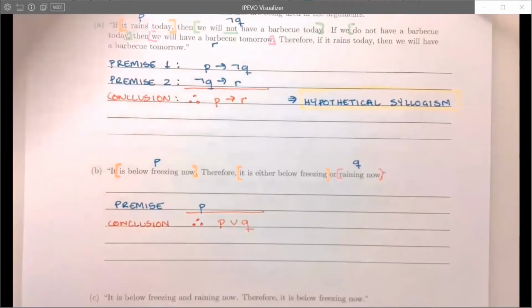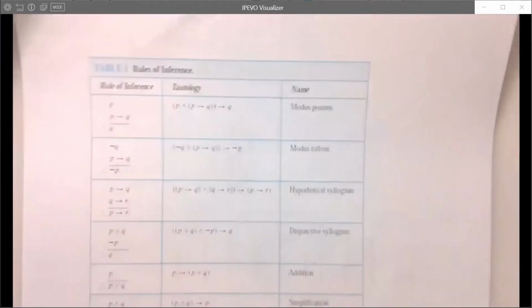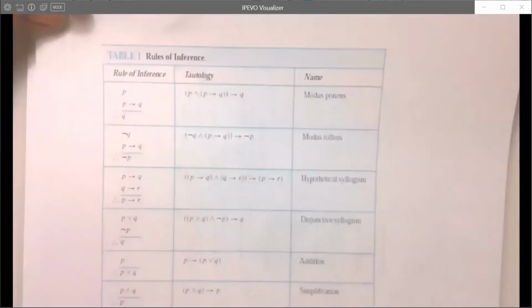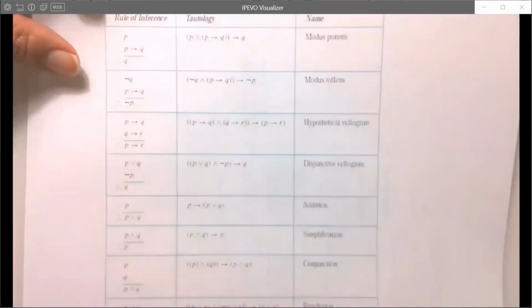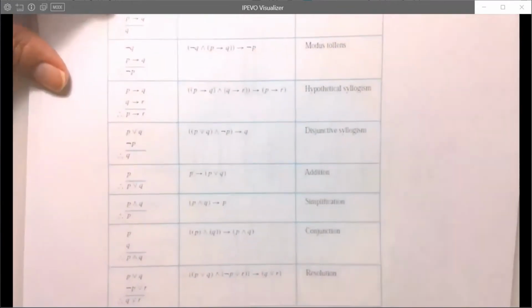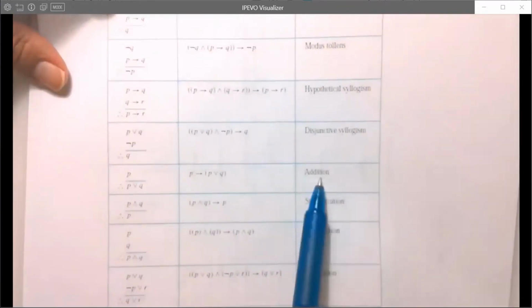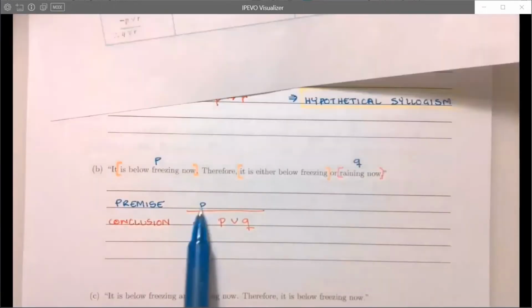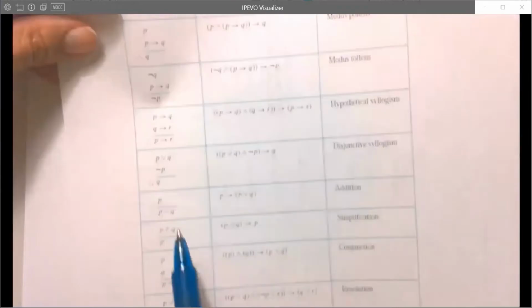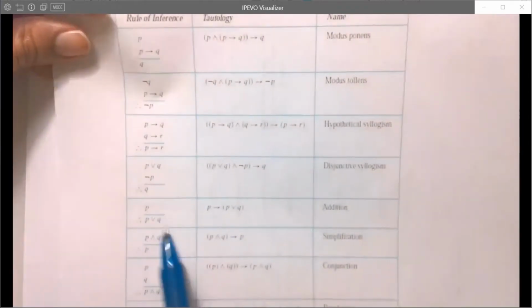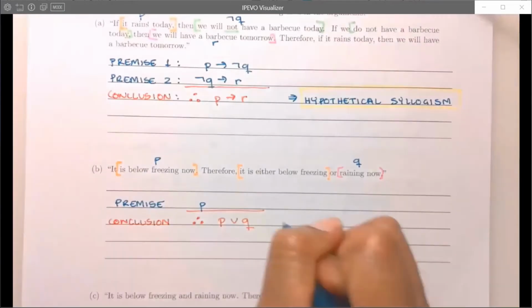Okay, so let's take a look. We're looking for a rule of inference that begins with a single premise and concludes the disjunction of that premise with a different premise. So if you take a look at addition, that is the one that fits exactly the form we have, right? If you have premise P, then you can conclude P or Q. This is an example of addition.